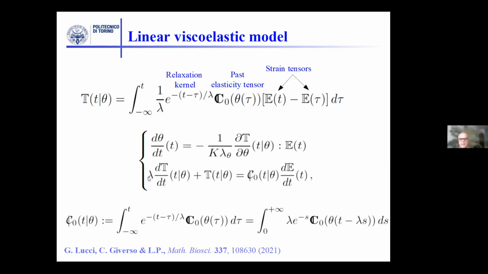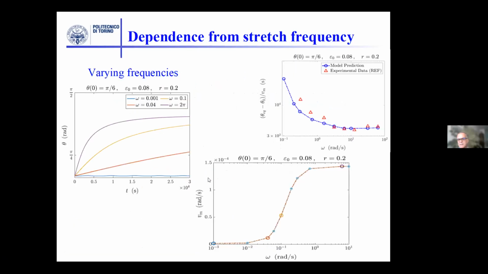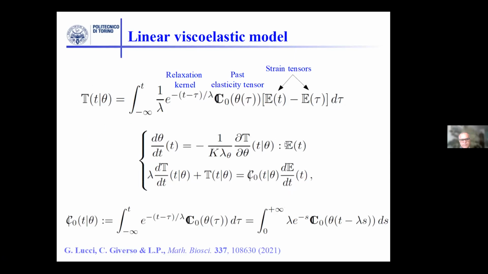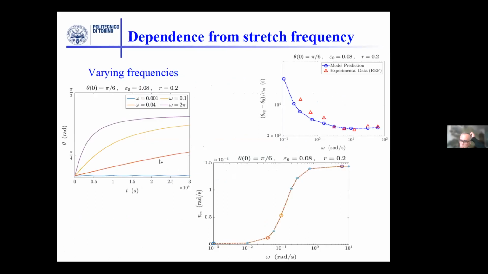And it's this one. It tells you that the derivative of the stress times this relaxation time tau, plus the stress, is related to the derivative of the strain. This is called the Maxwell model. And then this stress is found in the equation given the evolution of the angle through the derivative of the work. This is more or less related to the work done by the cell.